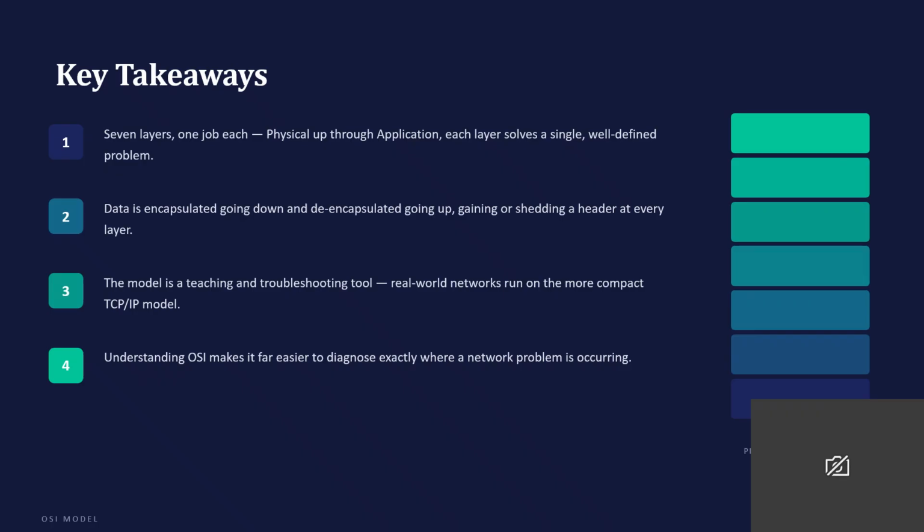And these are the key takeaways. 7 layers, one job each, from physical up through application. Each level solves a single well-defined problem, and data is encapsulated going down and de-encapsulated going up, gaining or shedding a header at every layer.